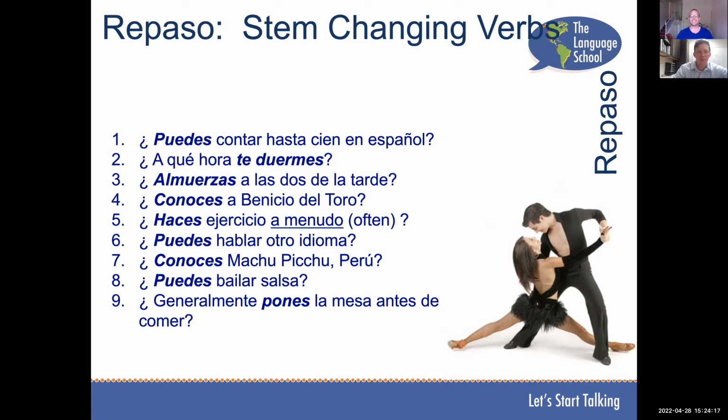¿Generalmente pones la mesa antes de comer? ¿Qué significa pones? In this situation, poner means to put or to place. Poner la mesa means to set the table. Pones la mesa antes de comer. Sí, generalmente pongo la mesa antes de comer.